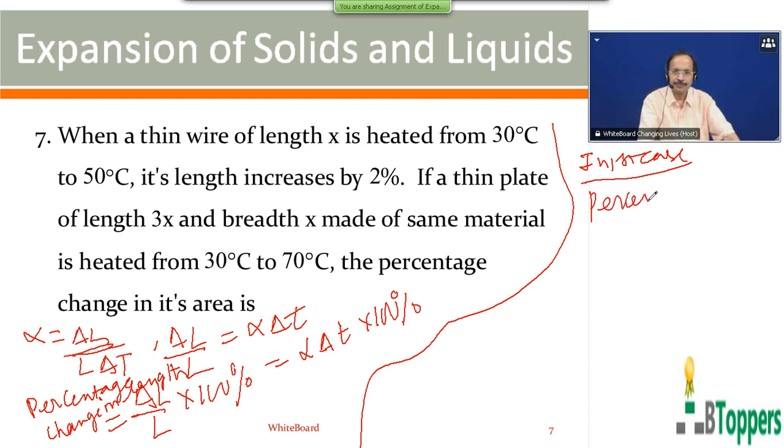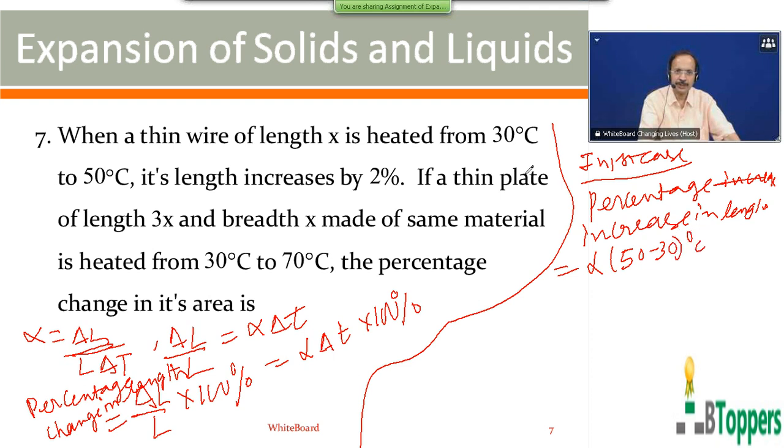percentage increase in length, we can write alpha into change in temperature, which is 50 minus 30 degrees centigrade. Temperature increases from 30 degrees centigrade to 50 degrees centigrade, into 100%. And that is given to be 2%. So from this you can find alpha.